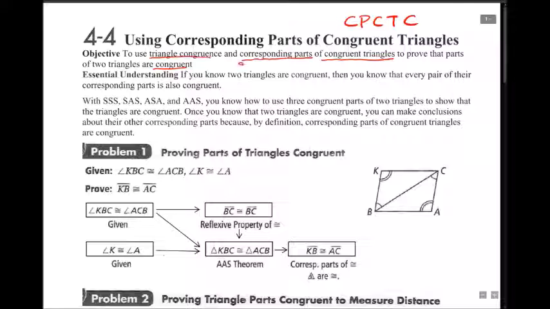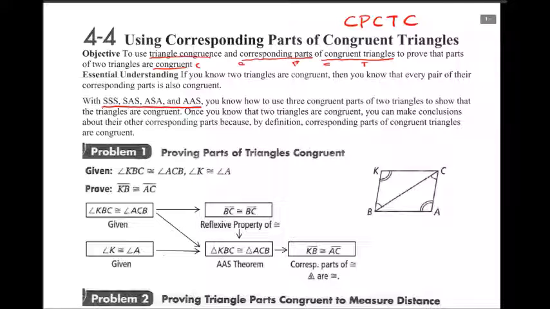CPCTC. Here's CPCTC. Corresponding parts of congruent triangles are congruent. And so this lesson is not really anything new. We are going to prove triangles congruent with what we learned in 4.2 and 4.3. SSS, SAS, ASA, and AAS.